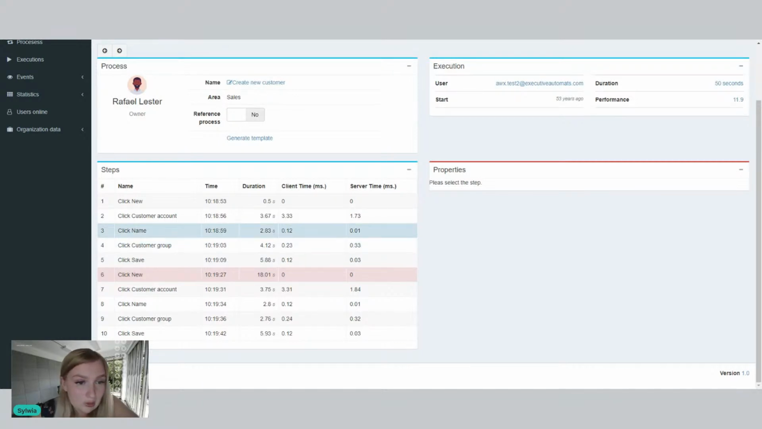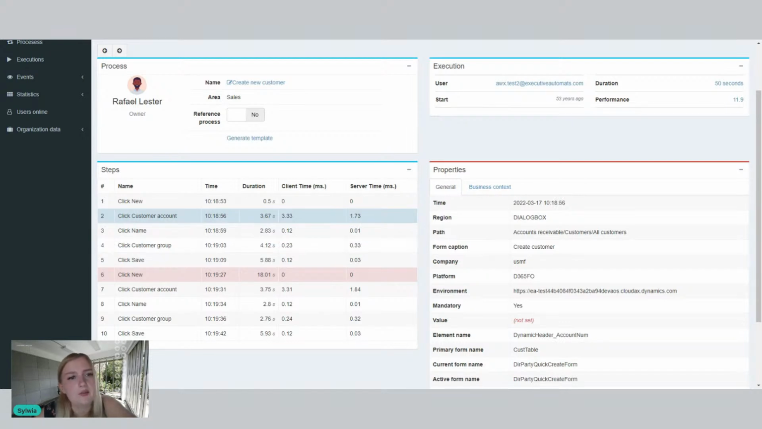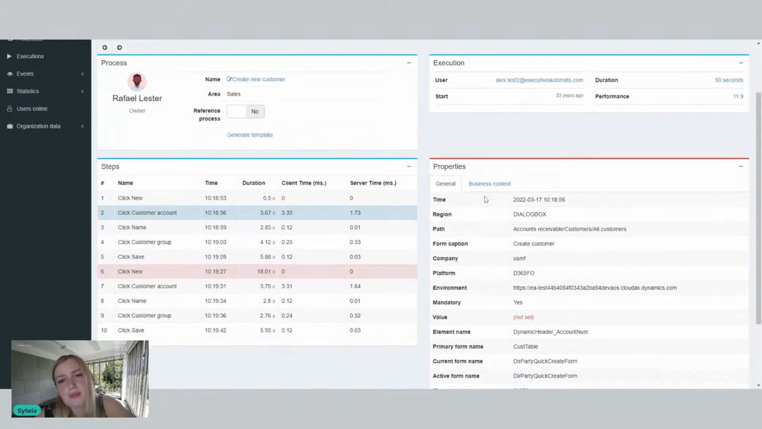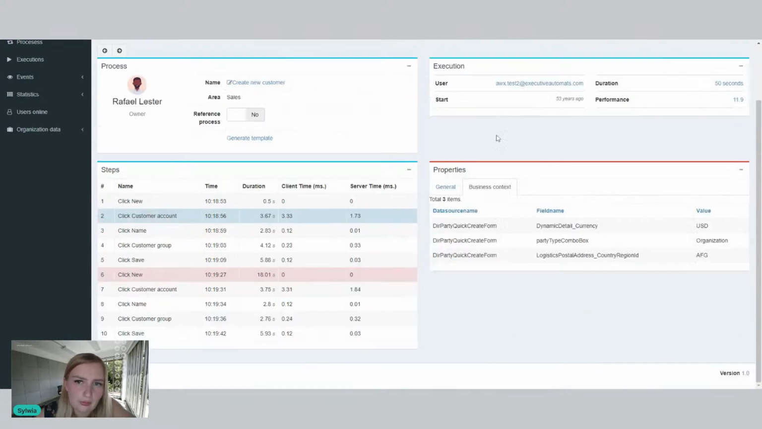And actually, that's not it, because if I were to click on some steps, in which the values were being populated, like, okay, let's go with customer account. Here on the right side, the properties are shown, information about the platform, the environment, and what table is being affected. But also with business context, we see here exactly which values were typed in which fields on which forms. So here we've got that currency was being set to USD. So also this information is here.